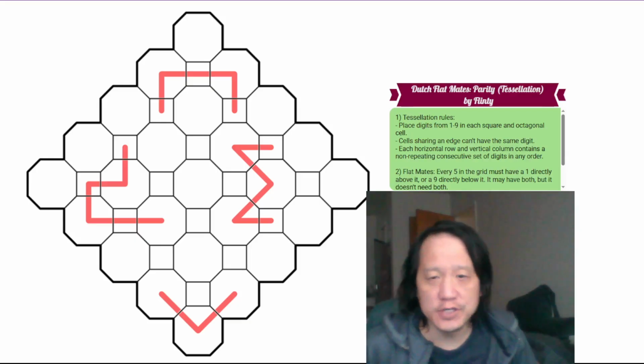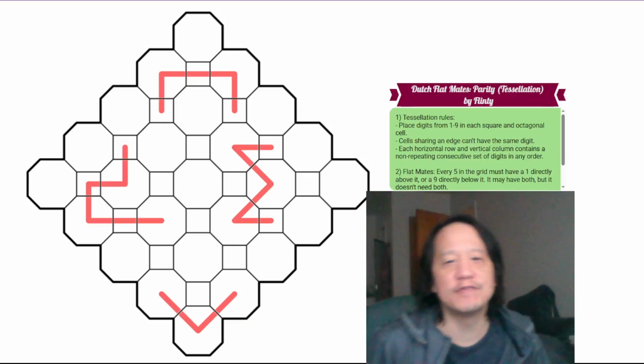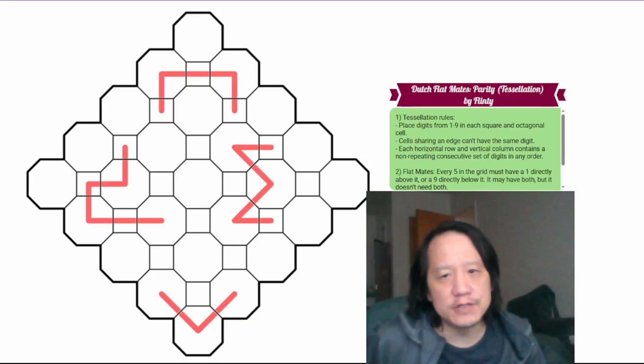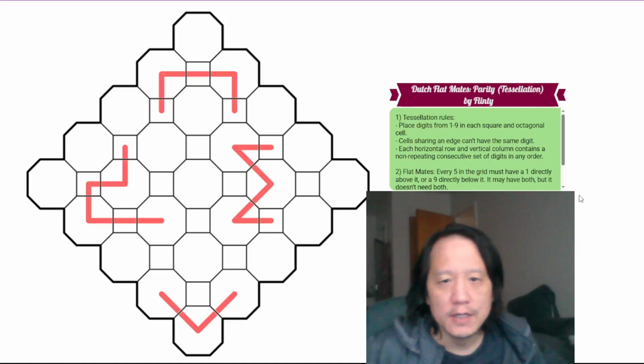And it's called Dutch Flatmates Parity. It's a tessellation by Flinty. And here are the rules.